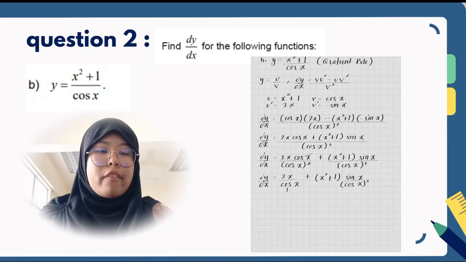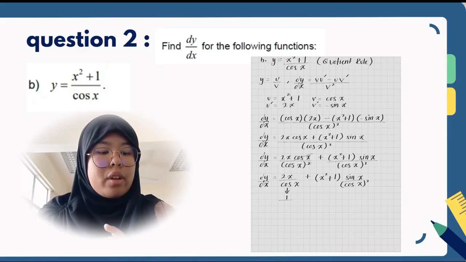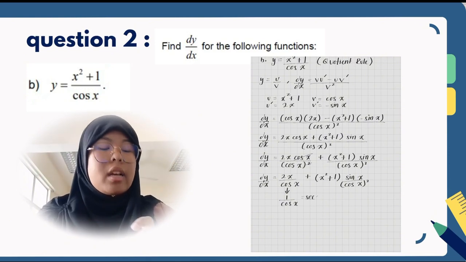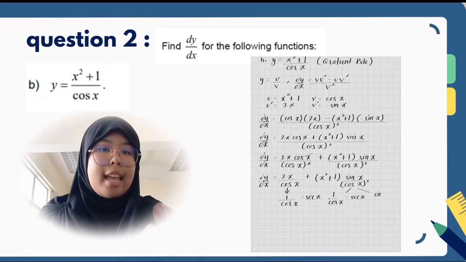We can convert this using trigonometric functions so that 1 over cos x becomes sec x and sine x over cos x becomes tan x.